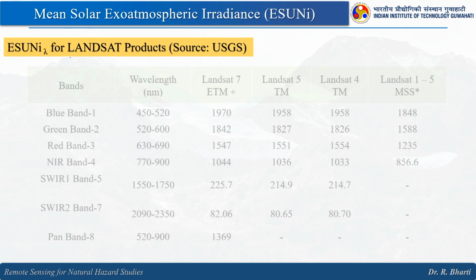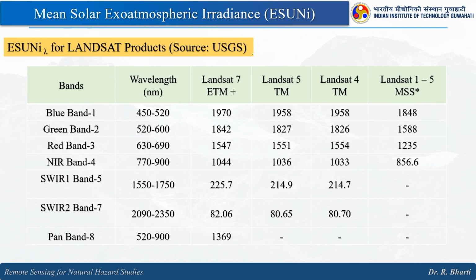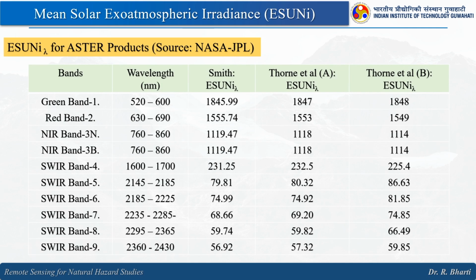Now, this is ESUNI for the Landsat product, which is from the USGS. So, you can see that all these ESUNI values are given for different bands of different sensors. Similarly, for this ASTER product, this ESUNI is given. So, depending upon which satellite data you are using, accordingly you have to select the ESUNI value.